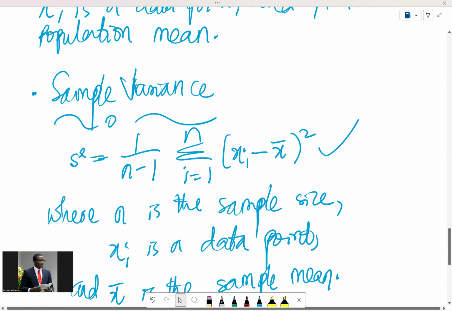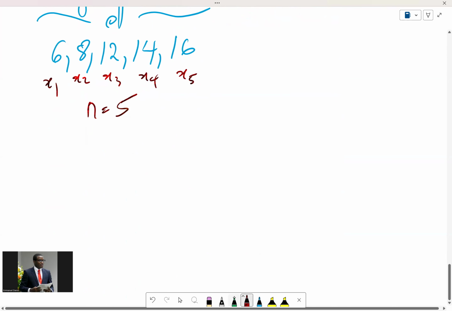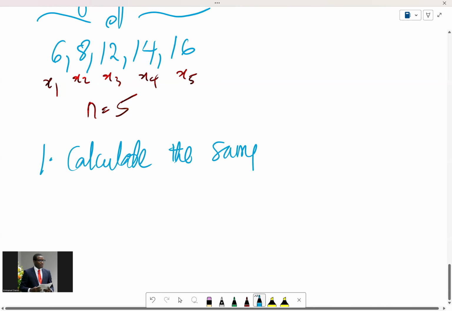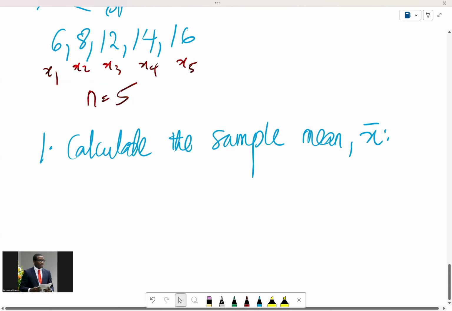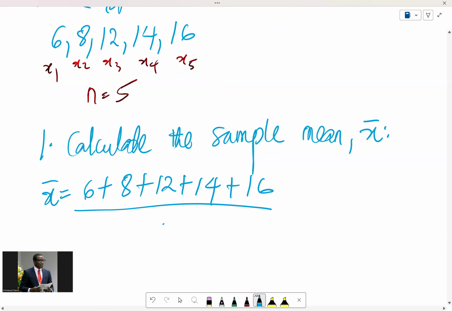So what else do you need to know? You need to know x bar. X bar is the mean. So we can go for that. Step 1: calculate the sample mean, which is x bar. The mean is what we've done before under measures of central tendency or measures of location. So you have 6 plus 8 plus 12 plus 14 plus 16, divided by 5.